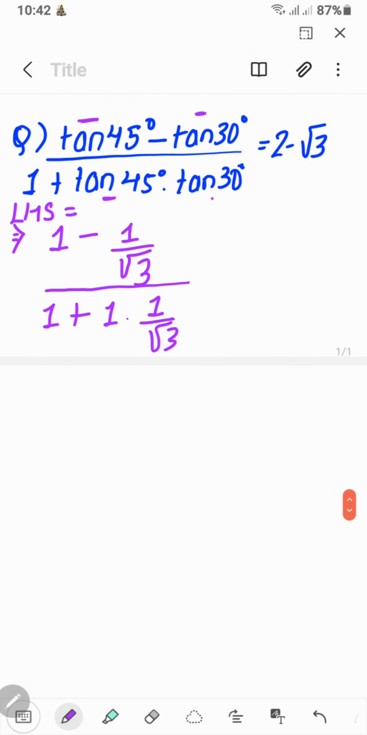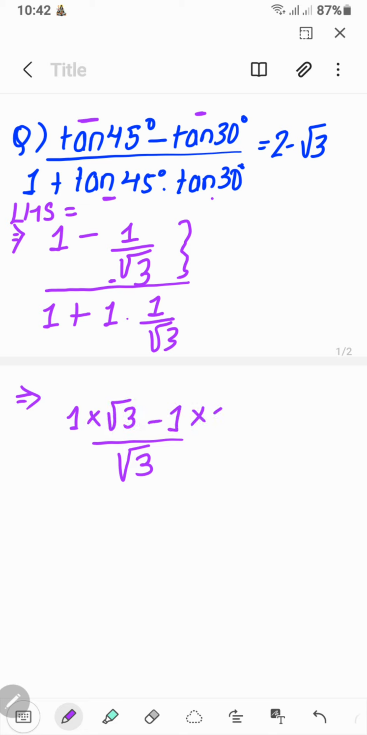I'm trying to minimize this space, so I have cut off this copying question step. Now what we'll do is this part we will take LCM. What is our LCM? Its denominator is root 3. So our root 3 is LCM. Then 1 into root 3 minus 1 into 1. This is the detailed step I am showing to you all.